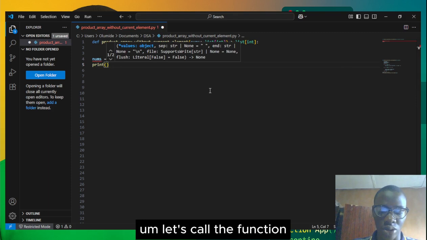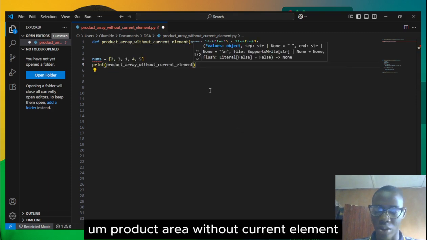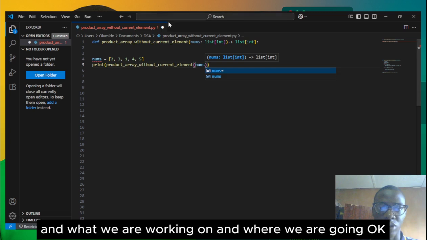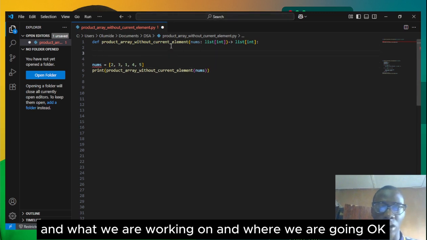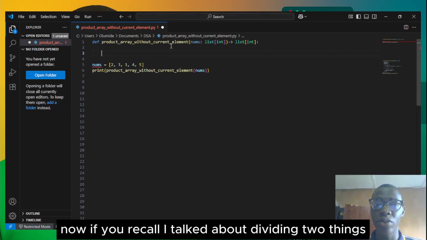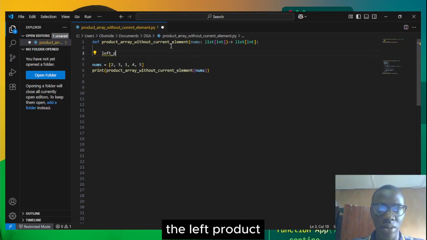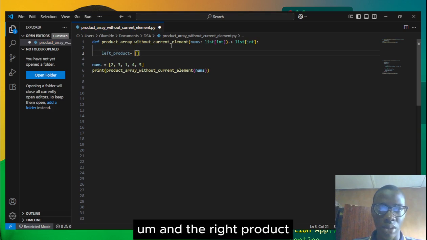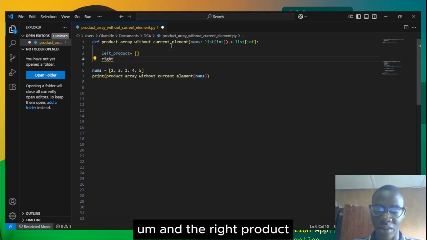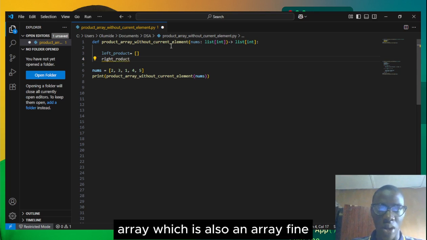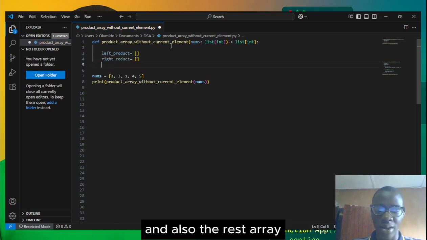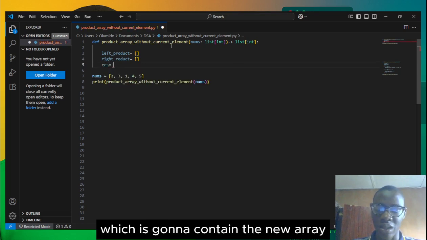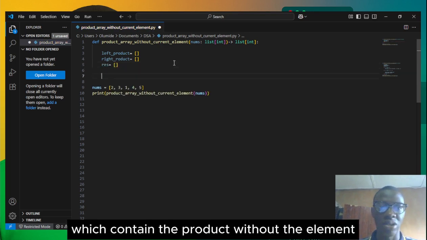Let's call the function product array without current elements, so we know what we are working with and where we are going. Now, if you recall, I talked about defining two things: the left product array and the right product array, which are both arrays. And also the rest array, which is going to contain the new array, the product without the element.